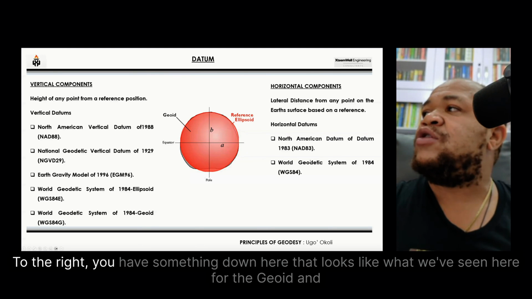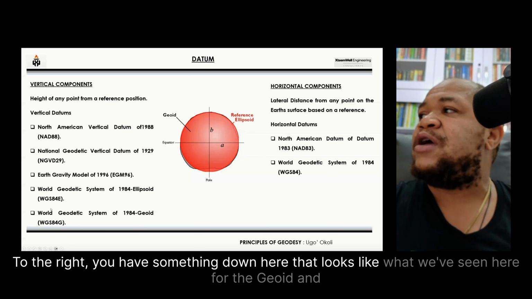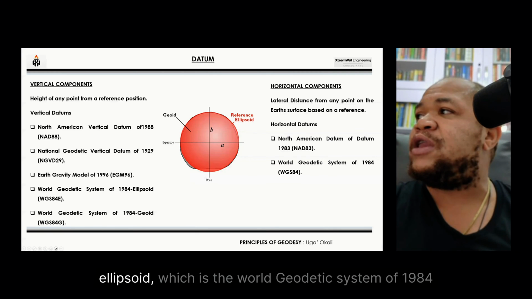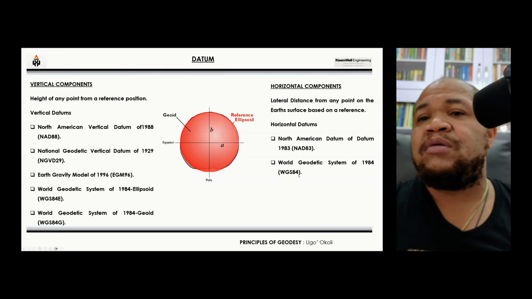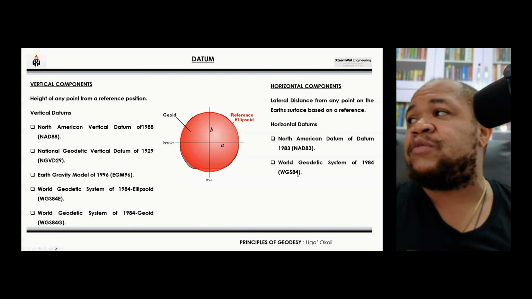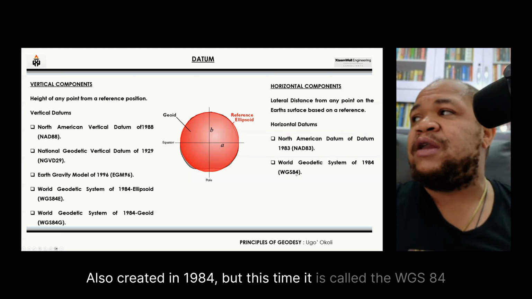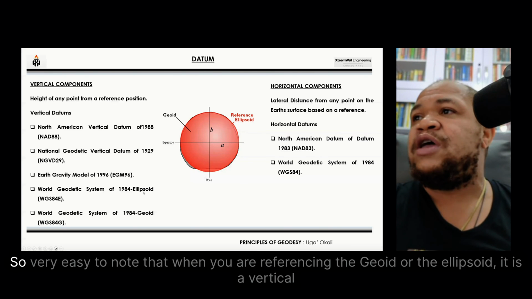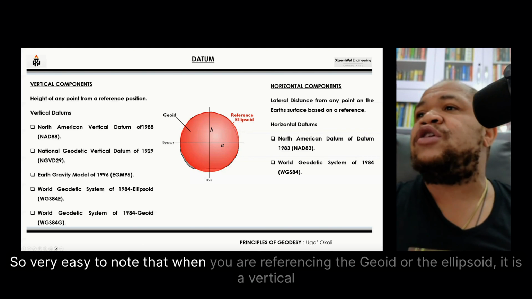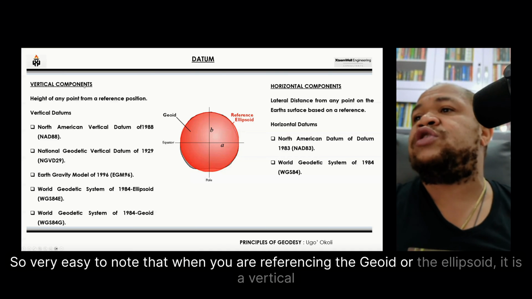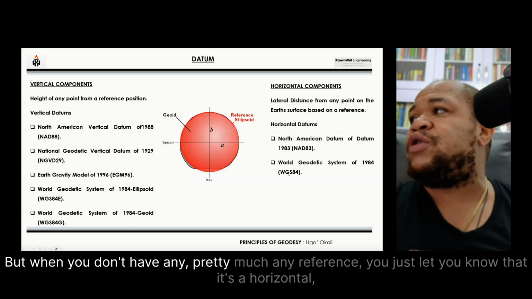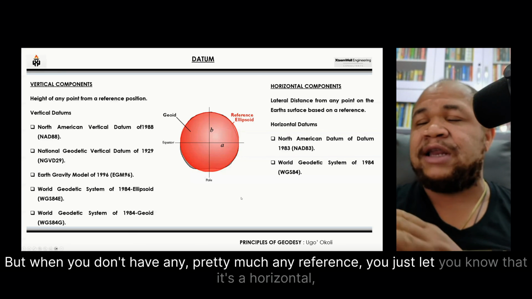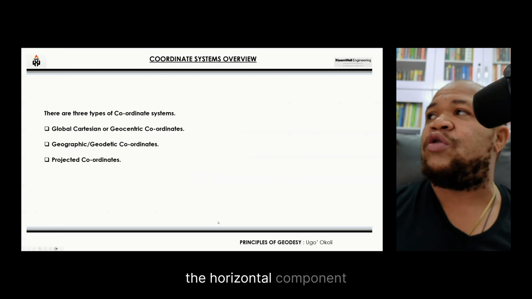To the right, you have something down here that looks like what we've seen for the geoid and ellipsoid, which is the World Geodetic System of 1984, also created in 1984, but this time it is called the WGS 84. So it's very easy to note that when you are referencing the geoid or the ellipsoid, it is a vertical component. But when you don't have pretty much any reference, you just clearly know that it's the horizontal component.